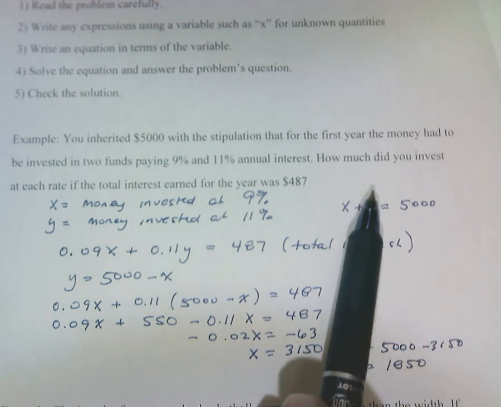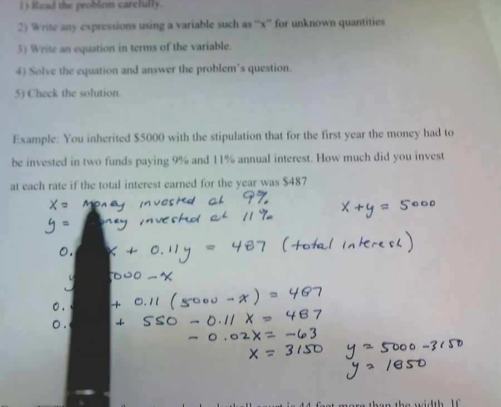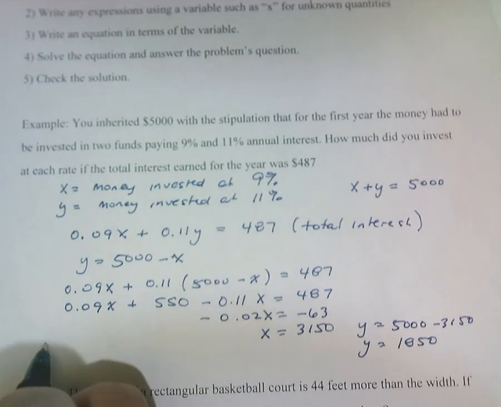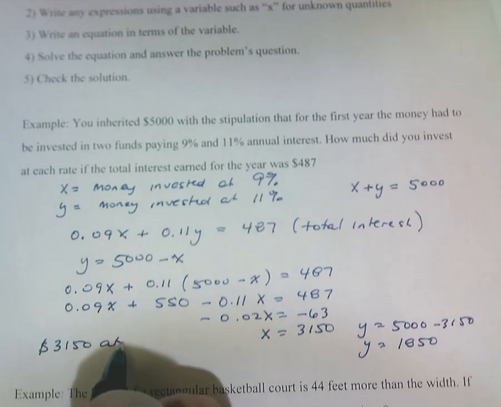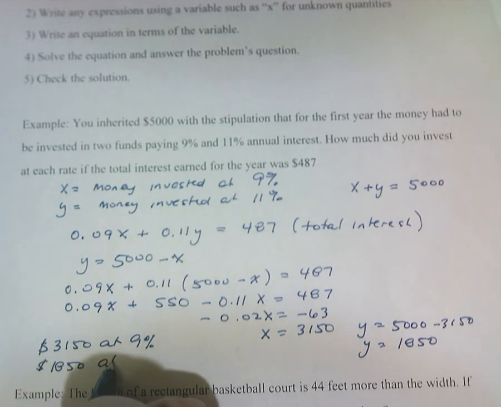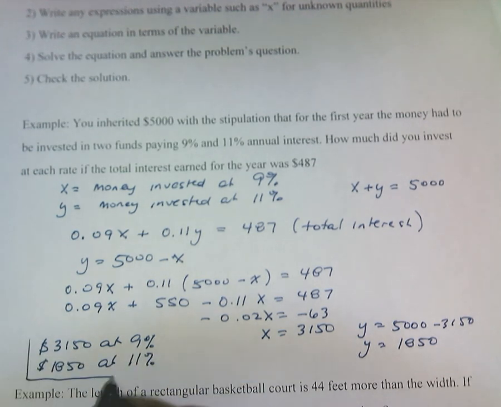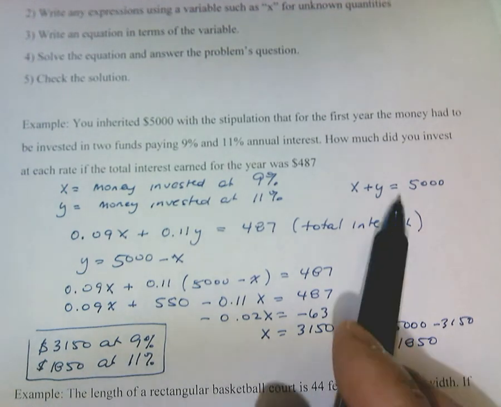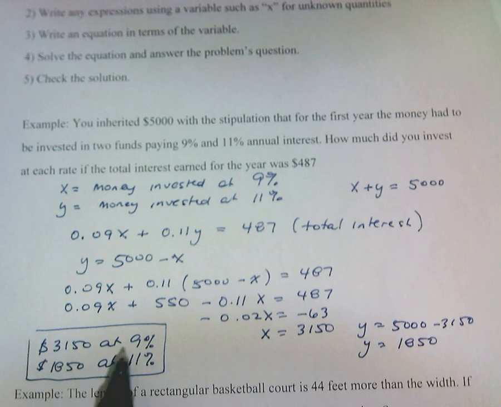Then I go back, and it says, how much do you invest at each rate? So I want to know how much I invest at each rate. I'm going to invest 3,150 at 9%, and I'm going to invest 1,850 at 11%. And that does make sense. I would double check it by asking, do these two add up to 5,000? If I multiply 3,150 times 9% and 1,850 times 11%, do they add up to 487? So that's one type of problem.